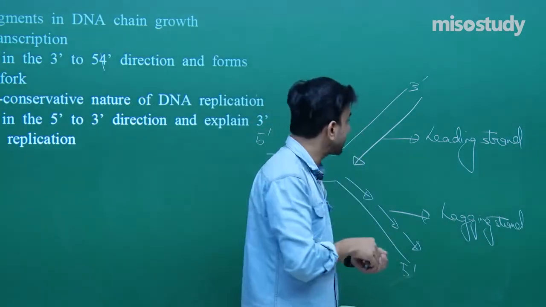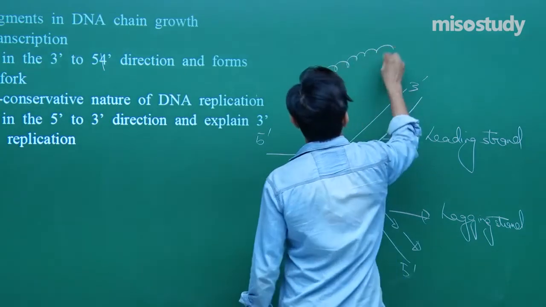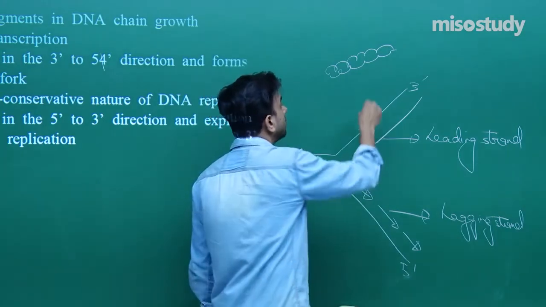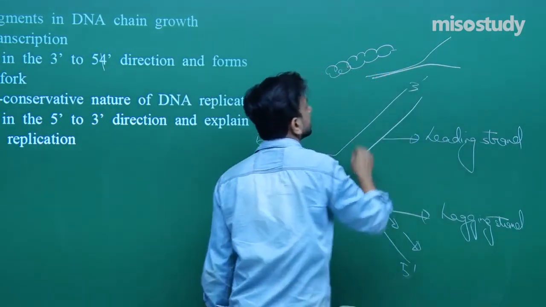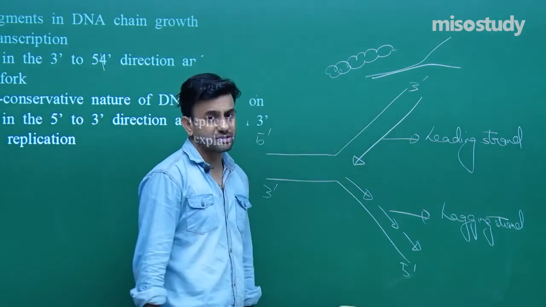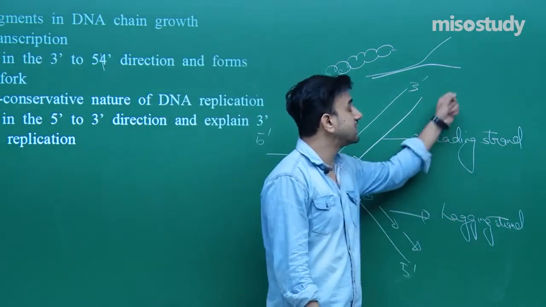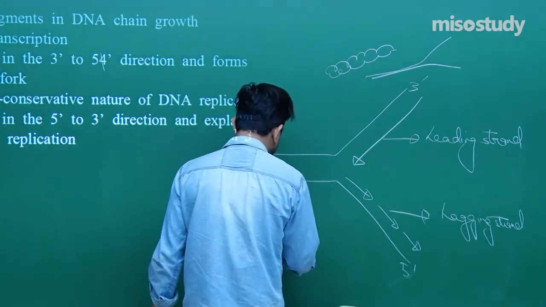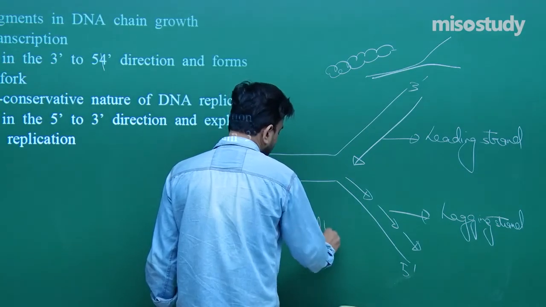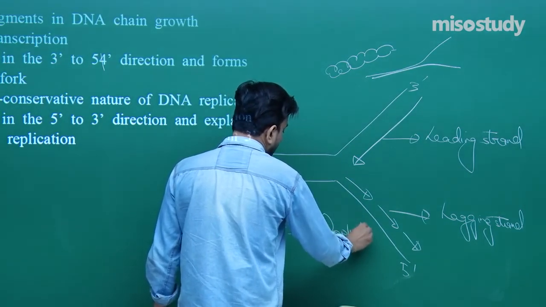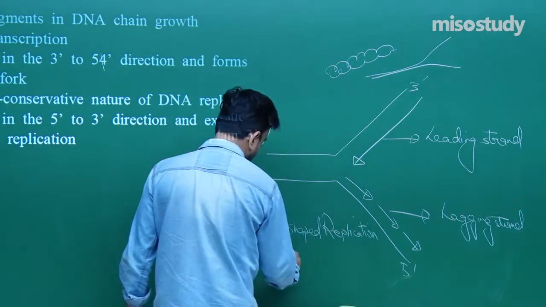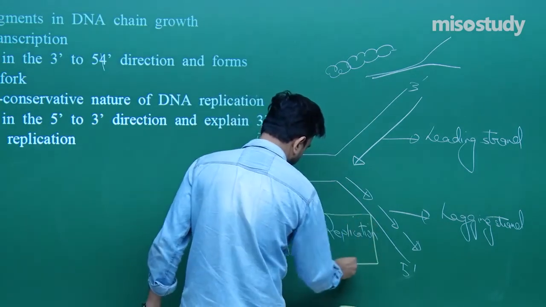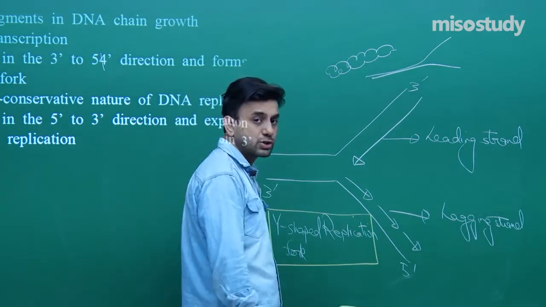If you open the coil, how will it become? Won't it become like this? Yes, it will become like this, and that is why we say it represents the replication fork, the Y shape. So this whole thing is actually the Y-shaped replication fork. Okay, the Y-shaped replication fork.